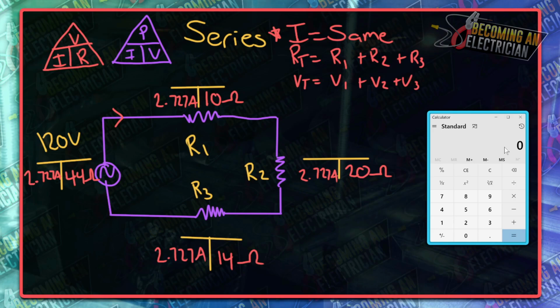So 2.727 times 10. I could have just done that one, but we're just going to go 27.27 volts, okay? We will do the next one, so 2.727 times 20, and this is 54.54, and that's volts, okay? And then we will do the last one, so 2.727 times 14, and that is giving us 38.178 volts, okay?